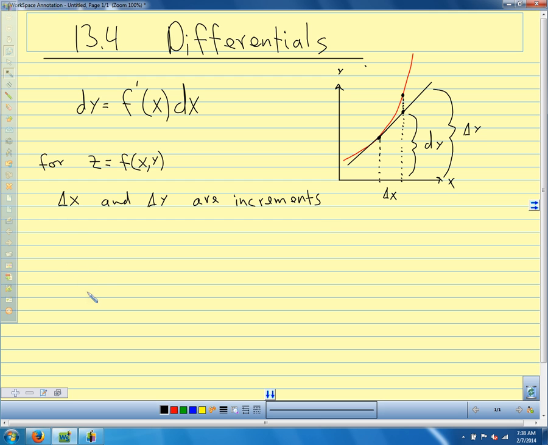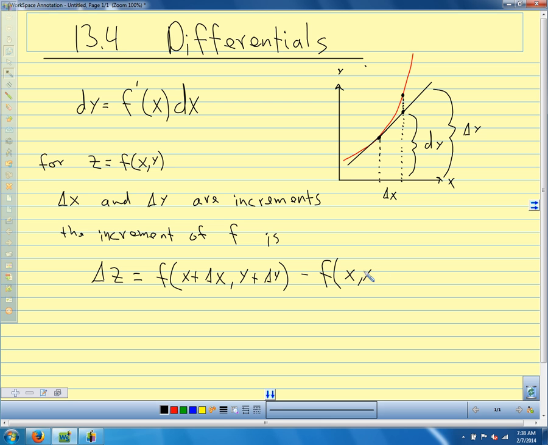The increment of our function, we're going to say delta z, is f of x plus delta x, comma y plus delta y, minus f of x, y. So we're talking about the exact same thing that we're talking about here, this change in the function.